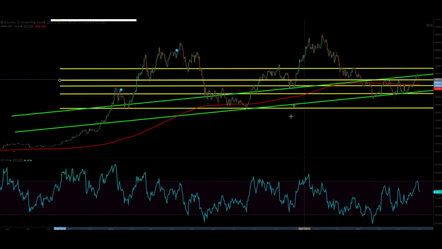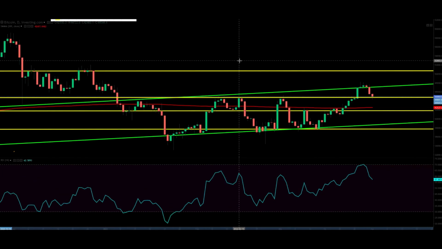Anything, just three indicators needed: RSI, 200 period smooth moving average, and these support and resistance levels. You don't need anything else at all. Just try to keep it very simple.